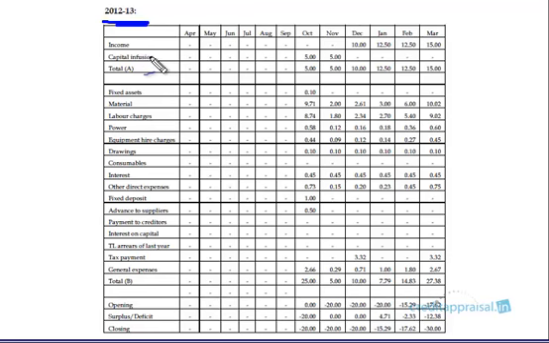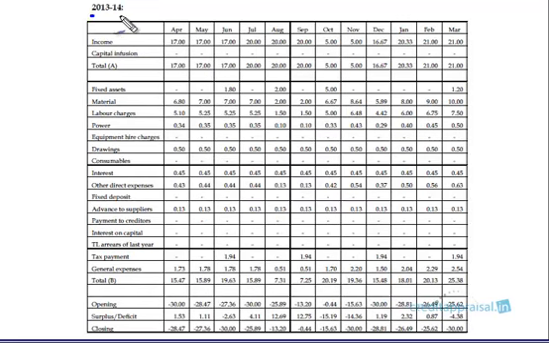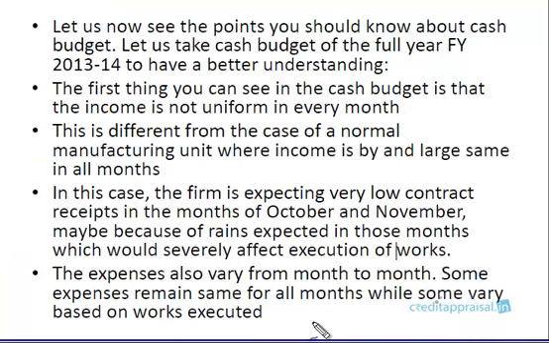Okay, similarly the company has submitted a cash budget for the next year also. So this is the cash budget for 13-14. Again, income, expenses, surplus or deficit for each month. Okay, so now let us try to understand what you need to understand about the cash budget. For example, we'll take the financial year 13-14 and then look at the cash budget.